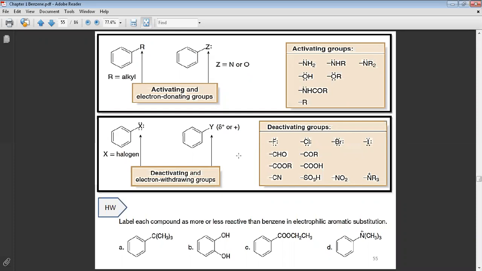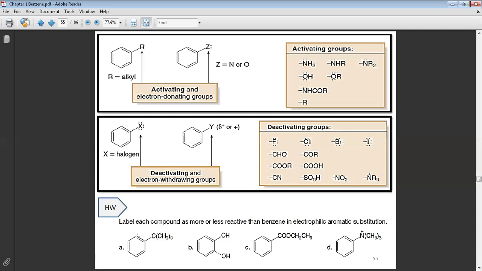Now, label each compound as more or less reactive than benzene in electrophilic aromatic substitution. Is this compound more active or less active than benzene? More. Why? Activated, because it donates electrons. Yes, because the alkyl group donates by the inductive effect.